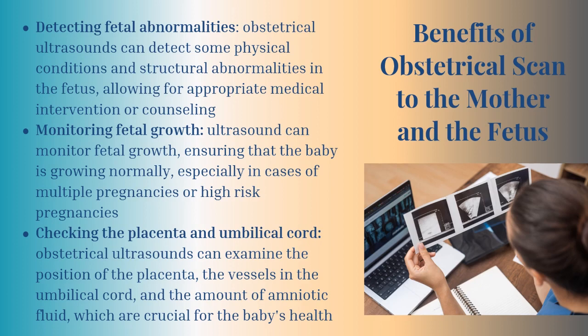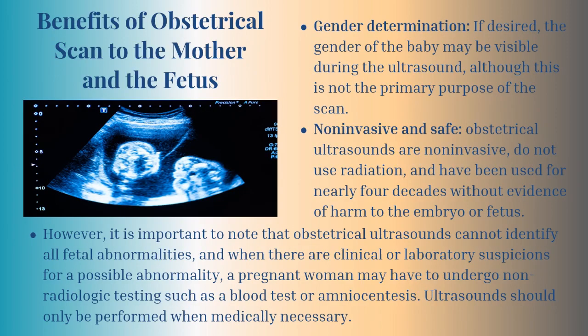Checking the placenta and the umbilical cord. Obstetrical ultrasounds can examine the position of the placenta, the vessels in the umbilical cord, and the amount of amniotic fluid, which are crucial for the baby's health. Gender determination is also available if the patient wants to know the sex of their baby or babies. It's also a non-invasive and safe tool to visualize the pregnancy without any harm to the embryo or fetus.